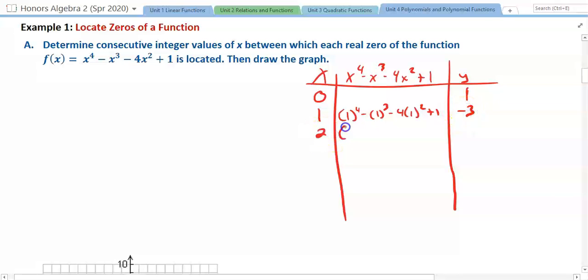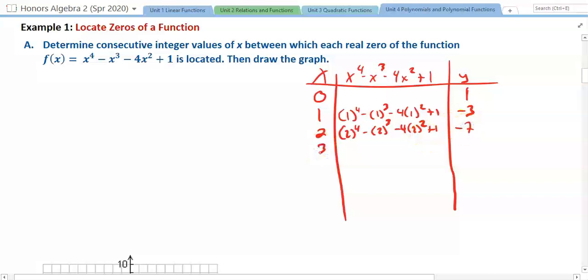At 2, so again, we'll plug everything in. 2 to the fourth minus 2 cubed minus 4 times 2 squared plus the 1. So we're going to get, that's 16 minus 8, so that's 8. That's 4 times 4, so that's another 16. So actually these 16s will cancel. We'll get negative 8 plus the 1 will give us negative 7.